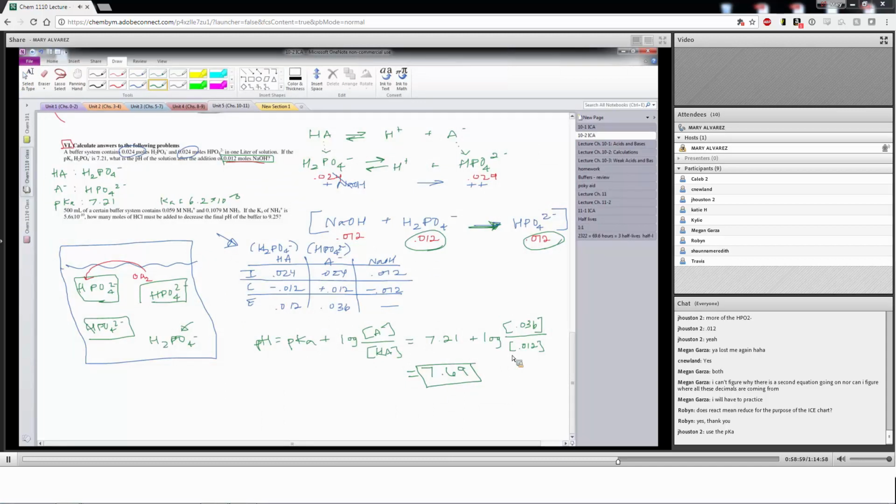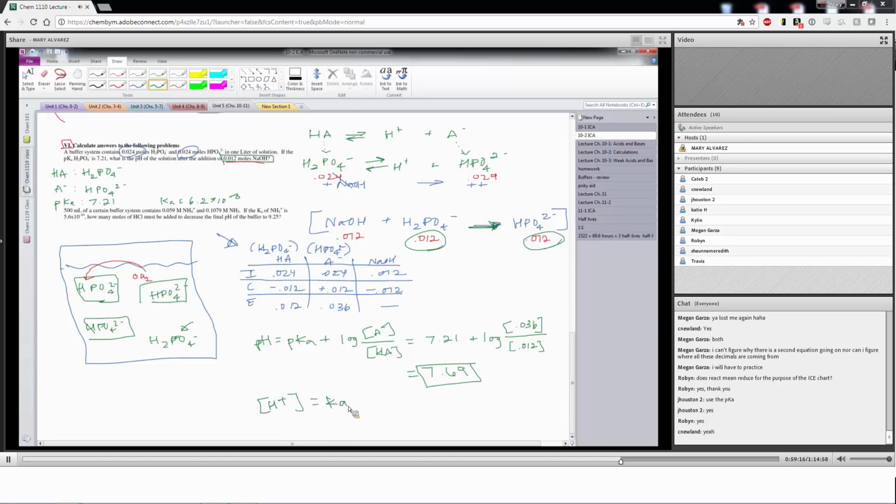Did everybody understand this last step where I just plugged in the numbers that I got? Okay. And again, if you wanted, you could have just used the H plus is equal to the Ka times the HA over A minus. And then taking the minus log of the H plus to get the pH. You'll get the same exact answer.